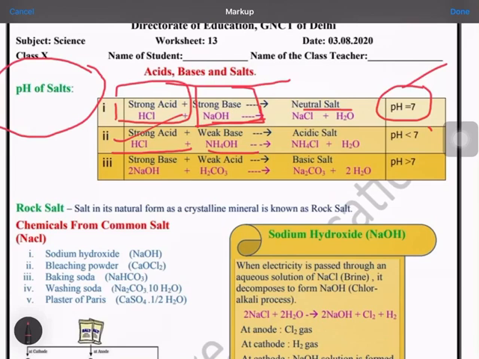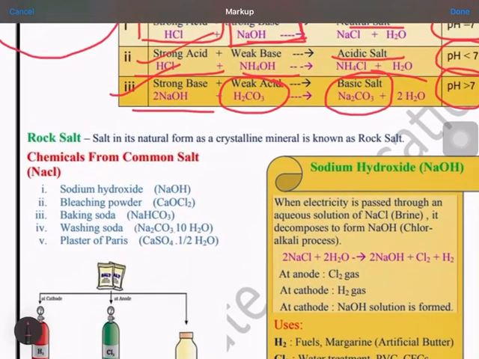Now we come to the salts. The first salt, which we commonly use, is rock salt. So what is rock salt? Salt in its natural form as a crystalline mineral is known as rock salt. As you have heard, why is it called rock salt? Because it is obtained from the rock. That's why it is called rock salt.